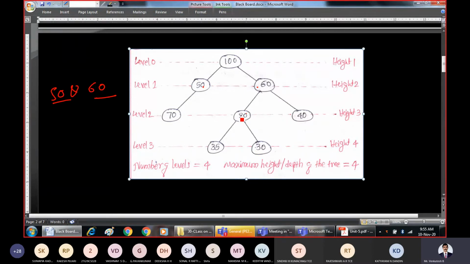Right? 80 and 40 are children of 60. 35 and 30 are children of 80. Right? So 80 is the parent of 35, 60 is the parent of 80, and 100 is the parent of 60.